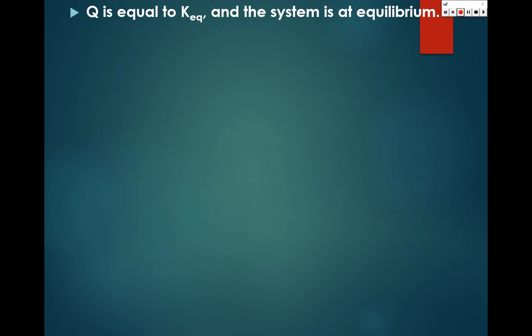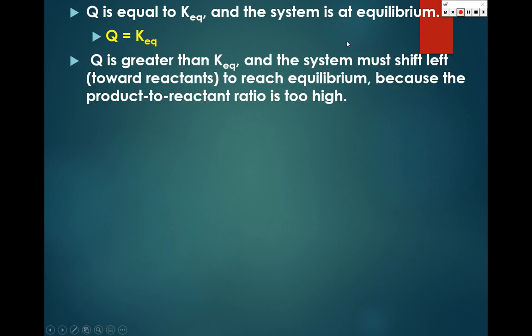Okay, so now we're going to go back to thinking about what the fraction means, what the products over reactants mean. If Q is equal to KEQ, the system is at equilibrium. This is very easy. But if you have a question on a test that's out of like 6 or 7, the chance of you just finding Q and saying it's equal at equilibrium is very slim.